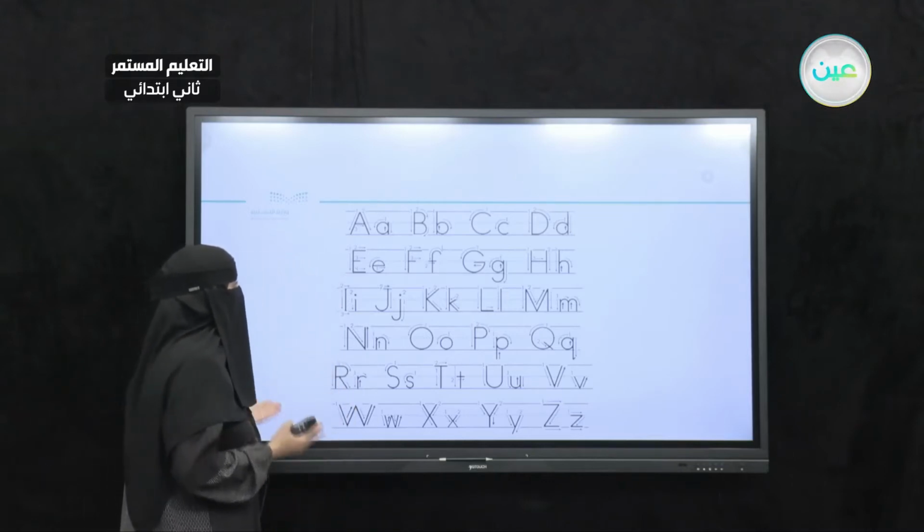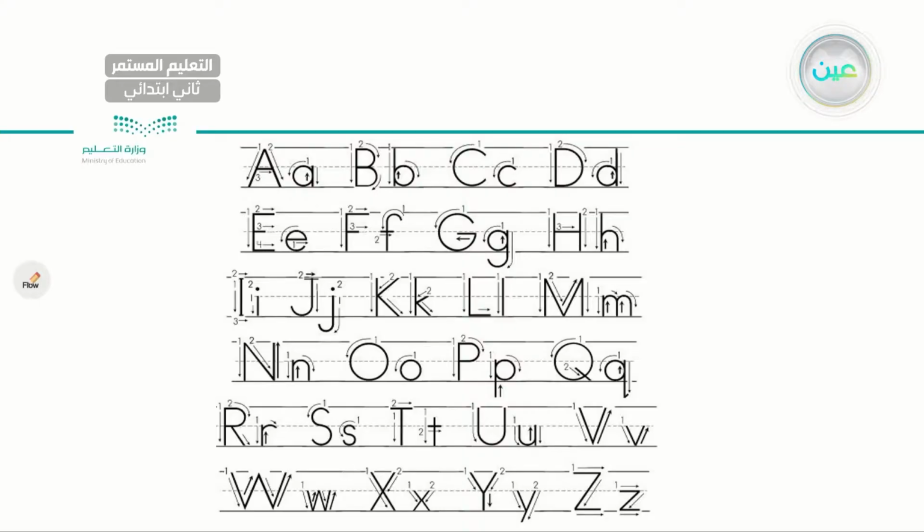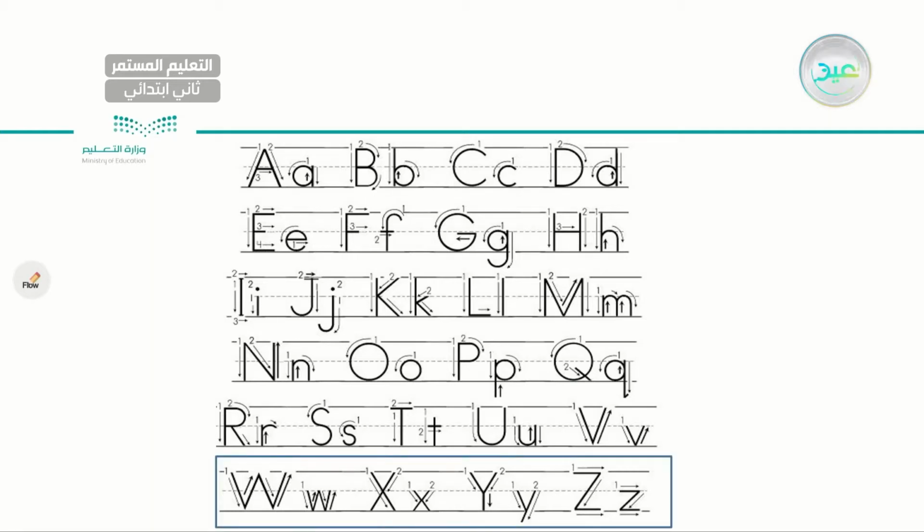So let's start. A, B, C, D, E, F, G, H, I, J, K, L, M, N, O, P, Q, R, S, T, U, V. Now let's introduce our last four letters, W, X, Y, and Z. Very good, my dear student. As you can see, I have them for you in capital and small.